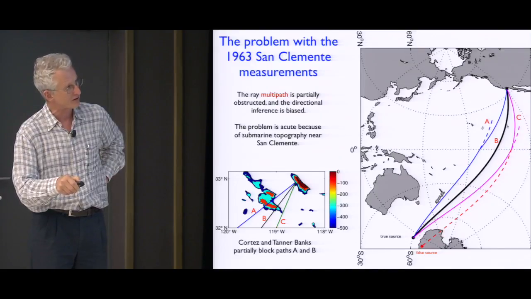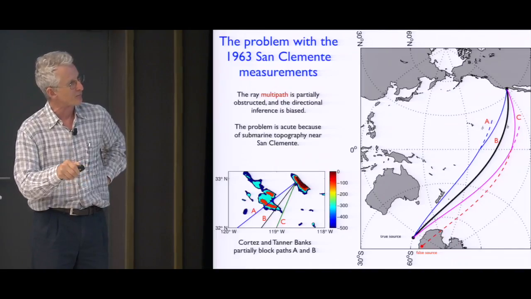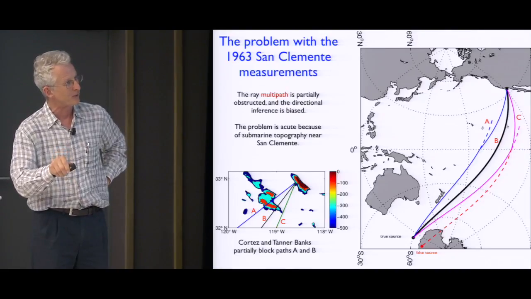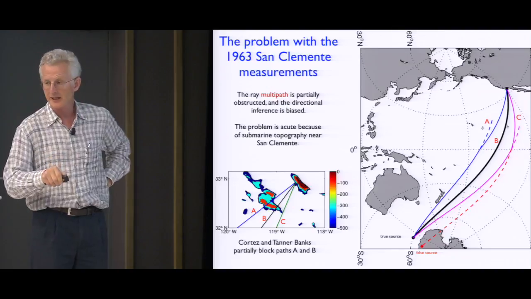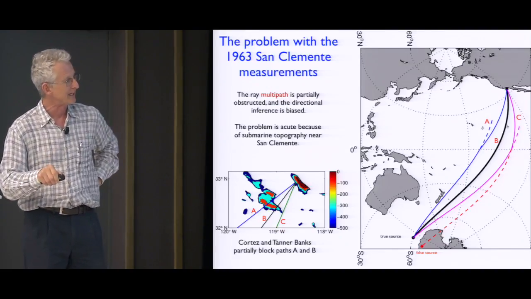rays coming from direction A will be systematically blocked by the shallow offshore topography from the receiver. So in other words, the rays which actually show up in the historic measurements are rays like B and C, which are systematically biased. And in fact, there was a systematic bias in the inferences, which explains what's happening at this point.